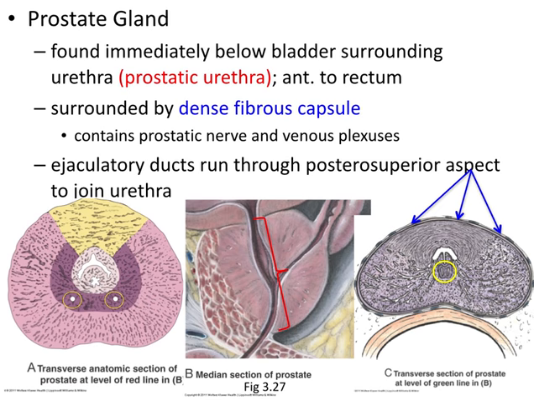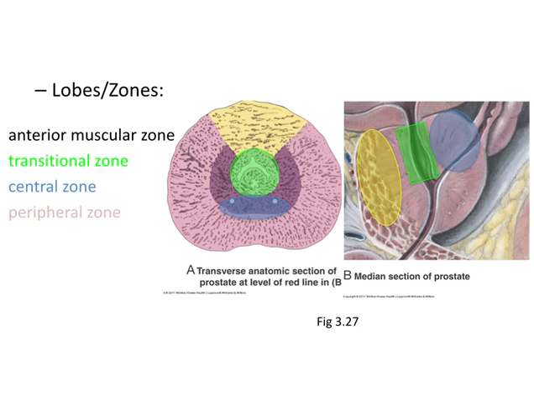All right, so that's a little bit about the prostate. Finally, the prostate has a number of different regions or lobes or zones. There's an anterior muscular zone, highlighted by the yellow region, which is the anterior aspect of the prostate. Then you have a transitional zone, which is that part of the prostate that immediately surrounds the urethra. Then you have the central zone, highlighted in blue, which is just that region of the prostate in between the two ejaculatory ducts. And finally you have the peripheral zone, the pink zone, the largest zone of the prostate.